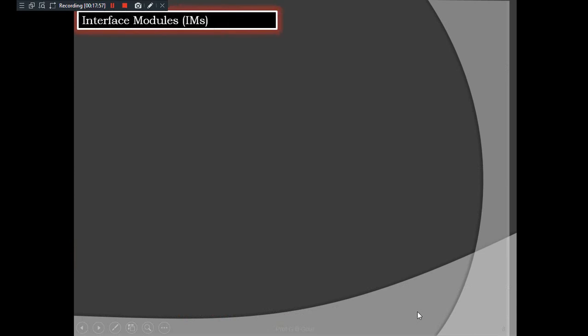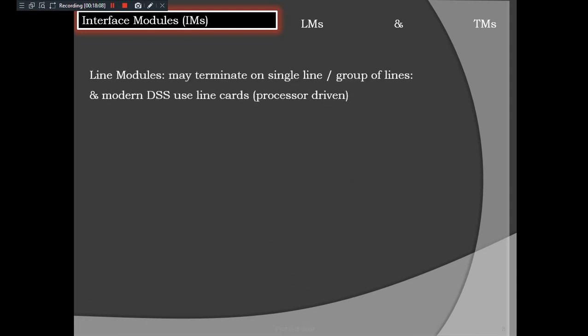So next one is interface modules here. Normally these will contain line modules and trunk modules. Line modules may terminate on a single line or a group of lines. Okay, and modern DSS use line cards, or processor driven.